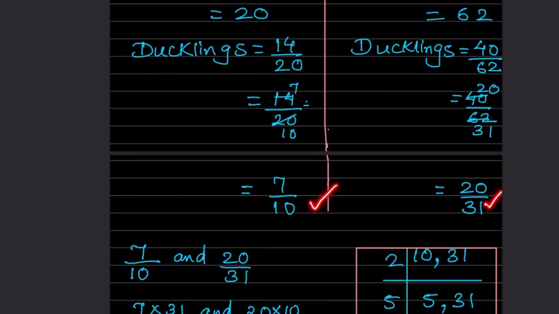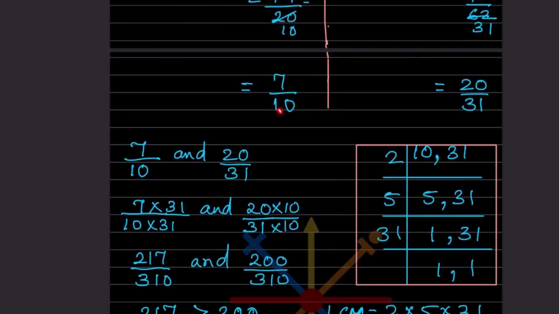The denominators are different. Now this you will write over here. The denominators are 10 and 31, so we'll take the LCM first and make the denominators the same. So 2 fives are 10, 31 will be as it is. Now this 5 and 31. So 5 ones are 5 and 31 as it is.